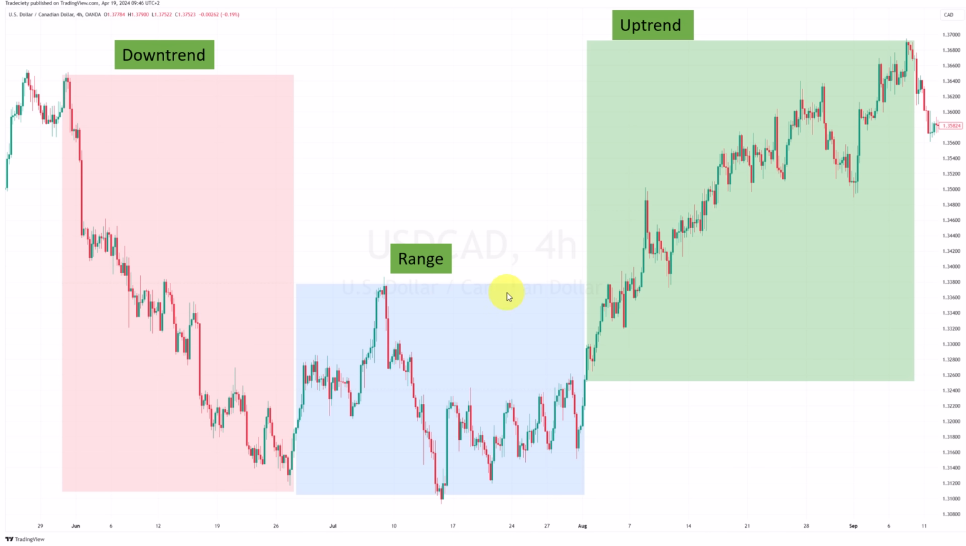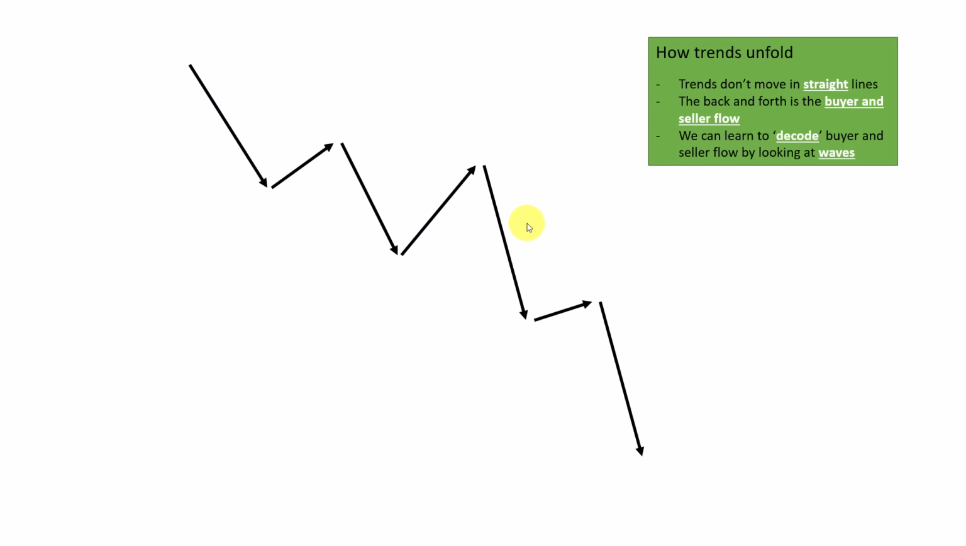So you can see when the market is moving sideways, you have periods where it goes up, you have periods where it goes down, and even in an uptrend, you have periods where the market goes down and it moves against the trend, and then you have continuations. And this is typically how trends unfold. Trends don't move in straight lines. There's this back and forth between the buyers and the sellers. That's how the price is moving. That's why the price is moving.